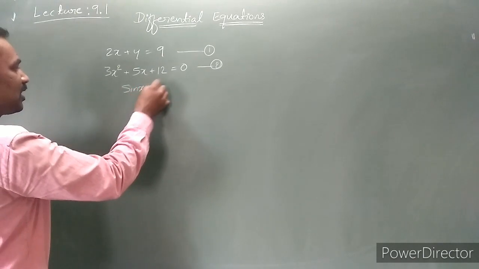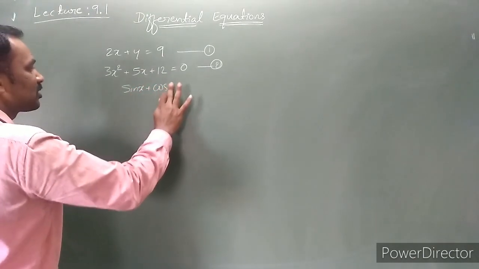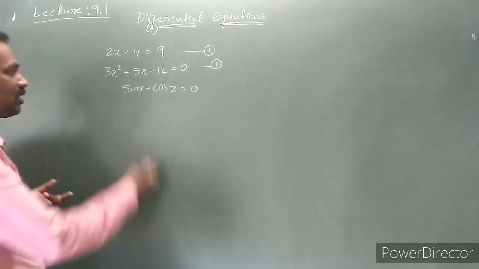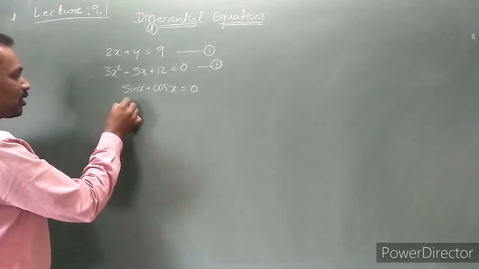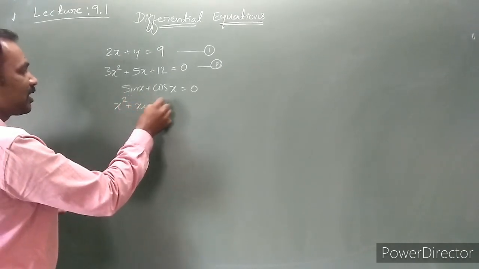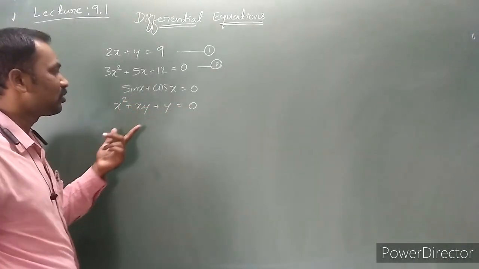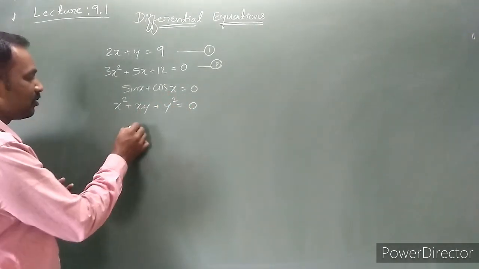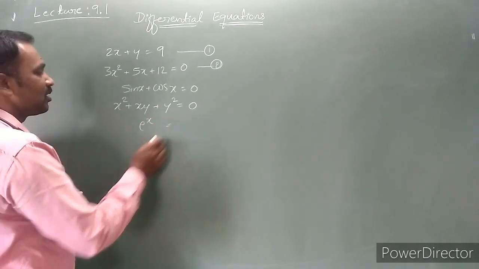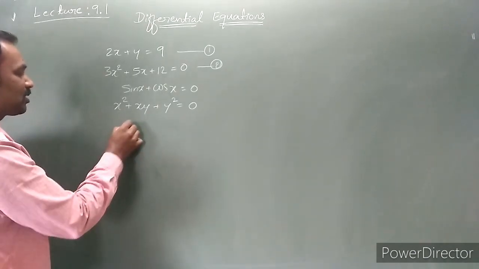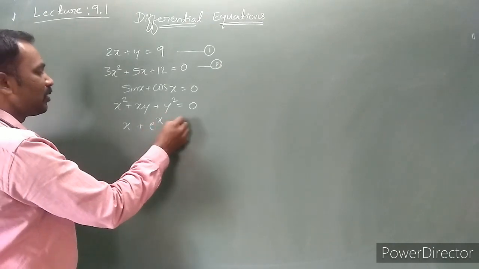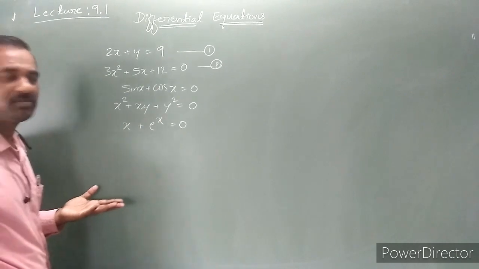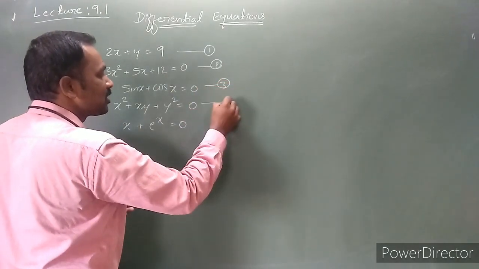Trigonometric equations means sin x plus cos y, or sin x plus cos x is equal to 0. This is said to be a trigonometric equation. Implicit and explicit functions, like x square plus xy plus y is equal to 0, or y square is equal to 0. Exponential functions, like e power x, or f of x is equal to e power x. Different types of equations you people have seen.